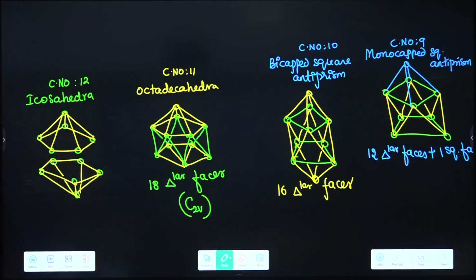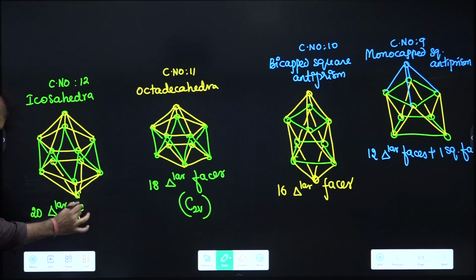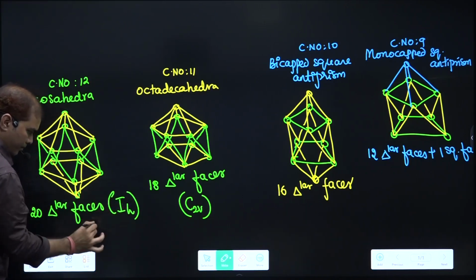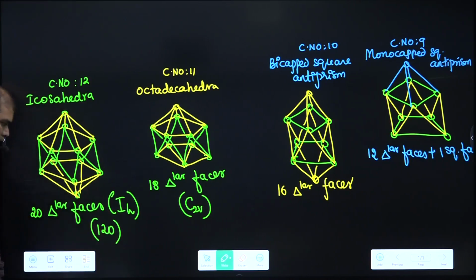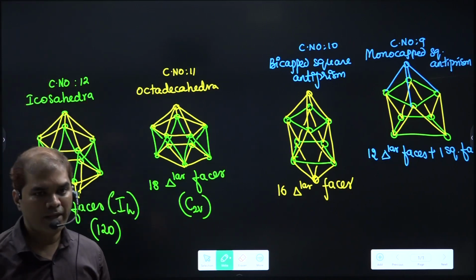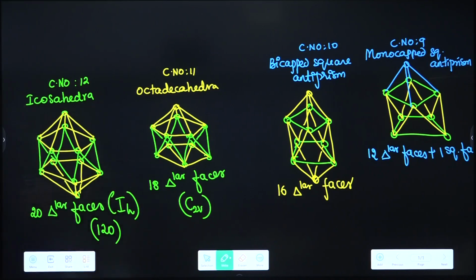So how many triangular faces do I get? Above 5, below 5, in between we will be getting 10. 1, 2, 3, 4, 5, 6, 7, 8, 9, 10. This belongs to the Ih point group. It has the highest number of symmetry elements, 120.